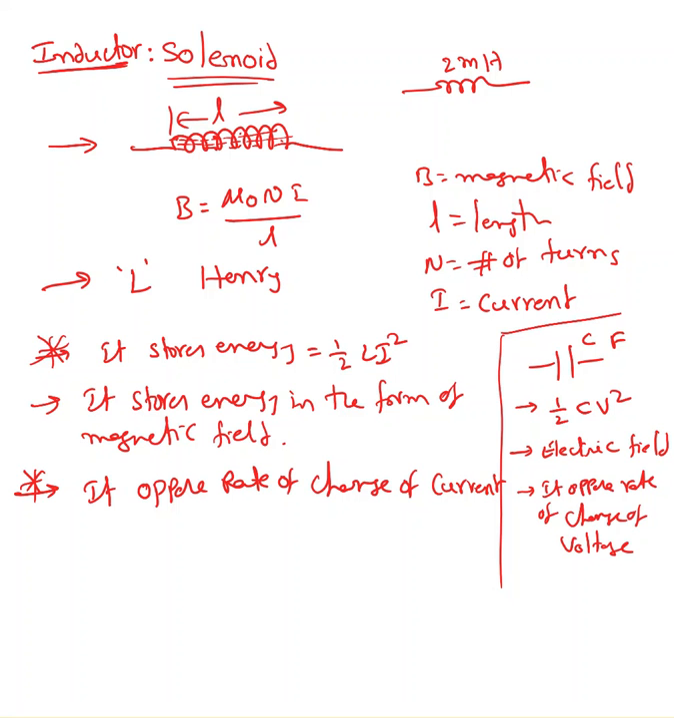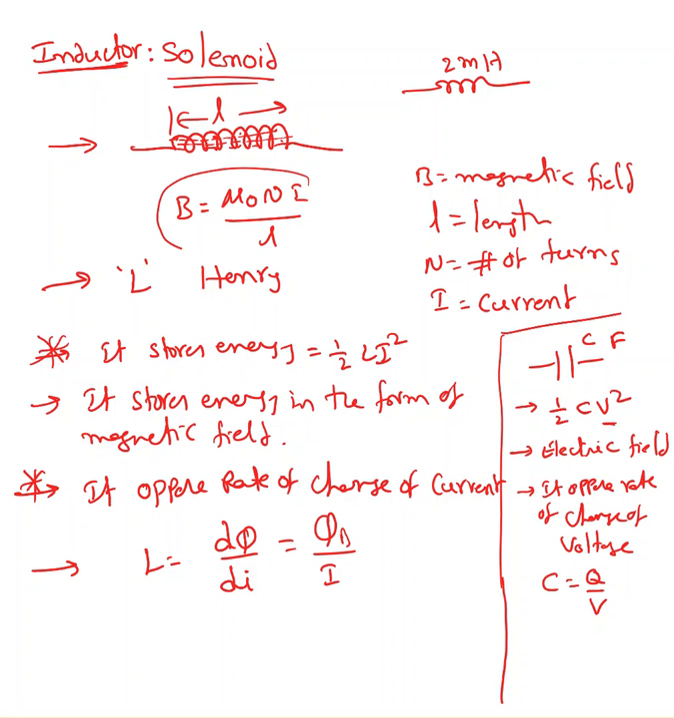Now to find this L value, L equals d phi by d i, or you can say phi B, the magnetic flux, over I. If you remember, C is nothing but Q over V. So capacitance is always related to voltage, inductor is always related to the current. Inductor is always magnetic field, capacitor is always electric field. Now L equals phi B over I.